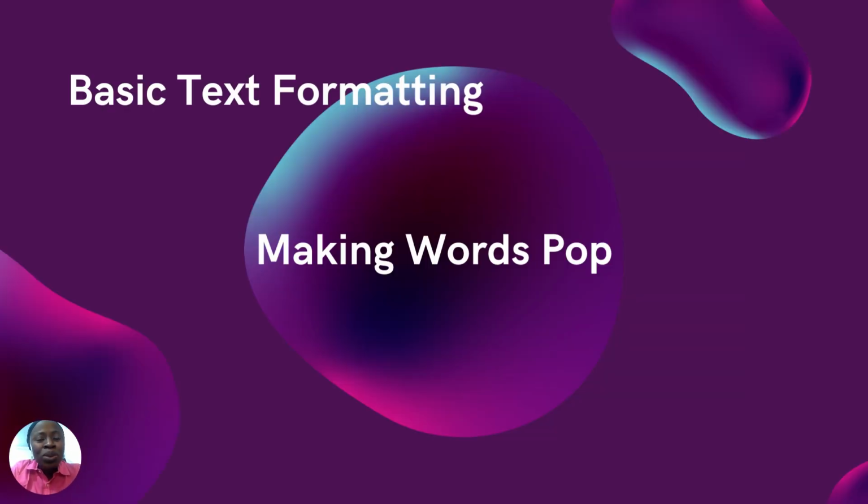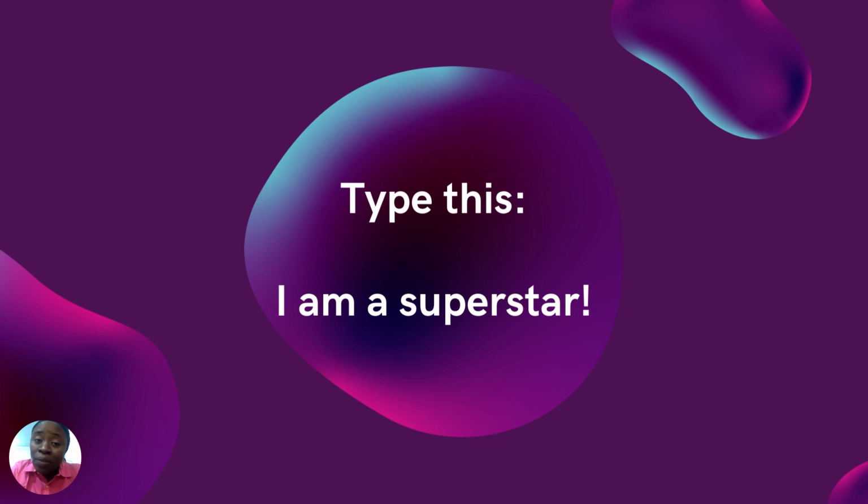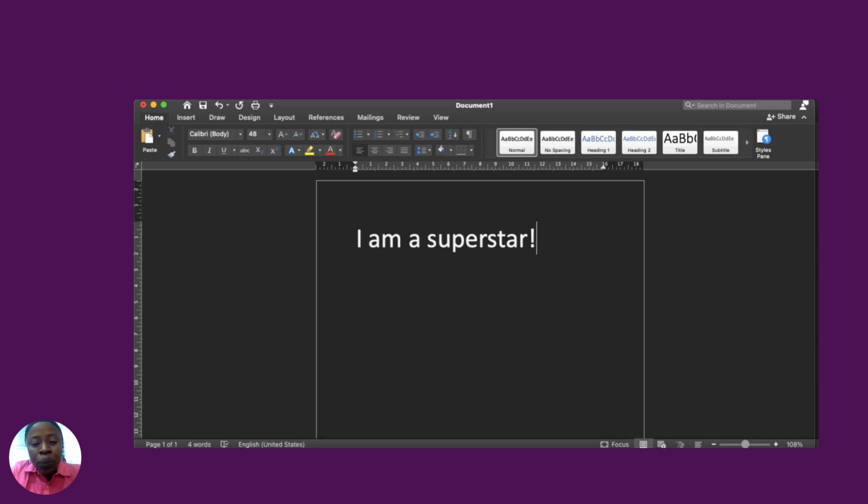Now, we want to do some basic text formatting in this lesson. Just make our words pop. During the class, I asked everyone to launch Microsoft Word. We have already launched it. And then everyone typed, I am a superstar. When I am a superstar was typed, we were able to see it this way.